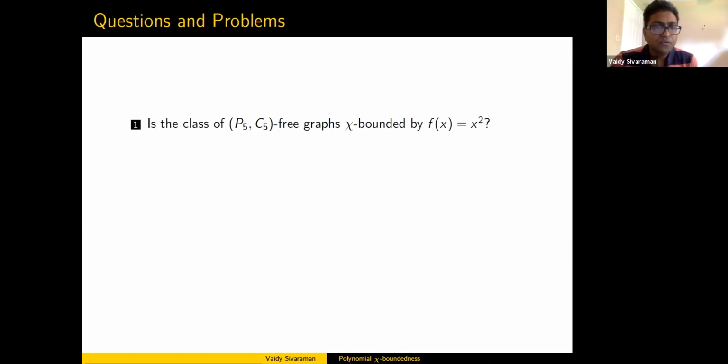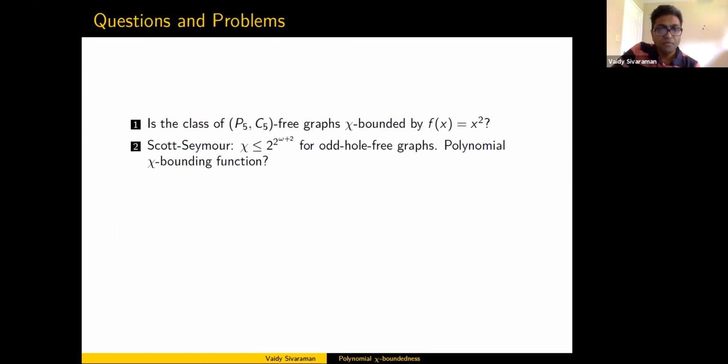And so let me tell you some interesting open problems in this area. The first one that I already mentioned: if you exclude P5 and C5, then can you get a quadratic chi-bounding function? I think this is a fundamental question, and it really tests whether we understand excluding small graphs as induced subgraphs. And Scott and Seymour proved that if you're odd hole free, then they proved a chi-bounding function which is doubly exponential. Can this be improved to a polynomial chi-bounding function?